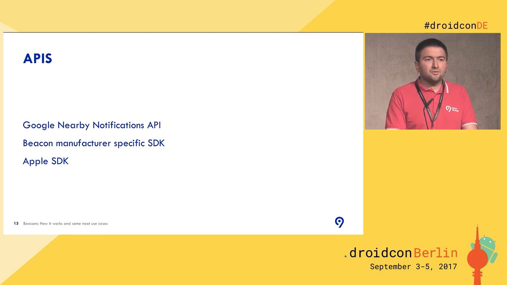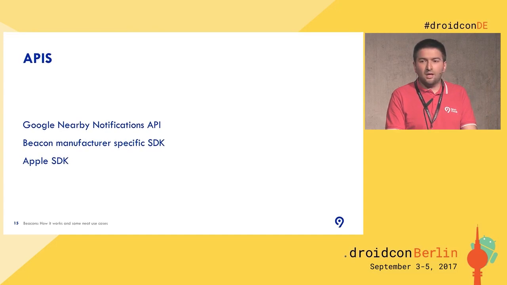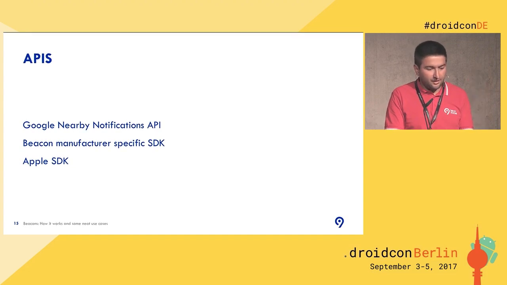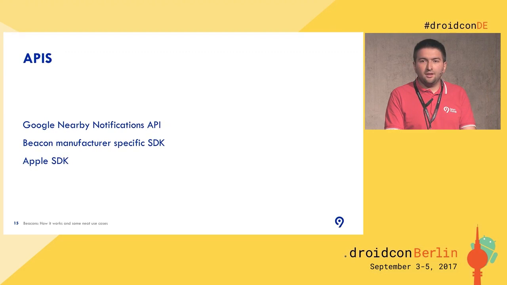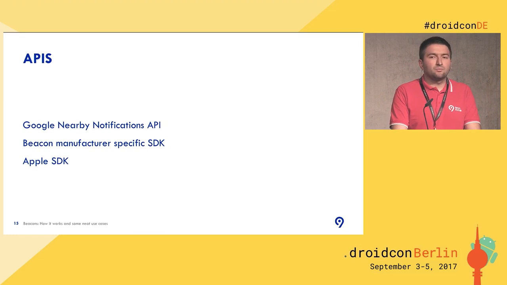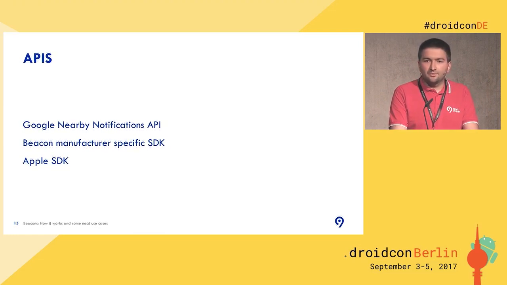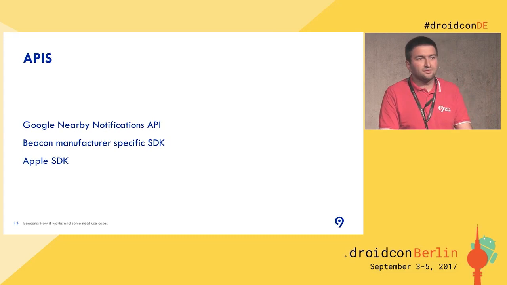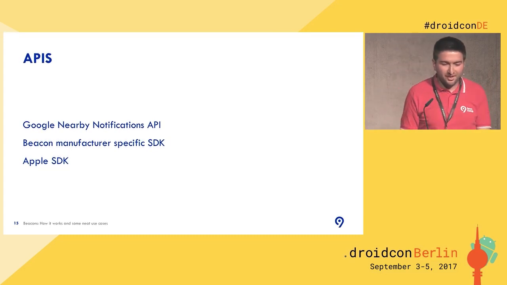Also, each manufacturer has its own SDKs. For example, I was using Estimote beacons, these ones, and those have APIs for Android and iOS as well. It's quite simple to use. And of course, if you are building an app for iOS only, you can use the Apple SDK for accessing beacons. But this is an Android conference, so we'll skip that part.